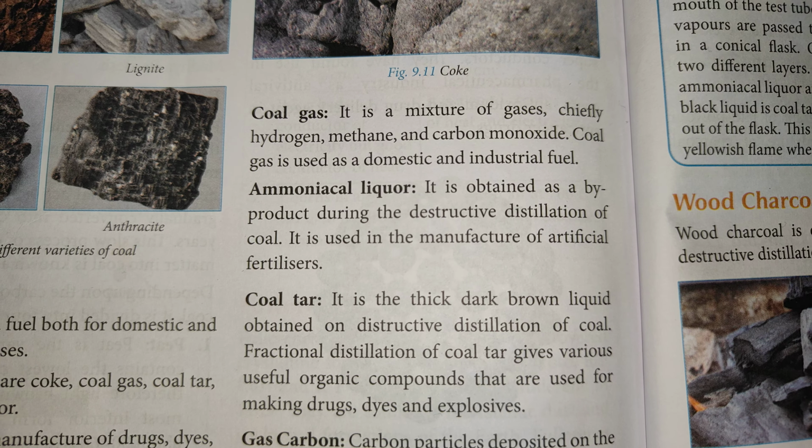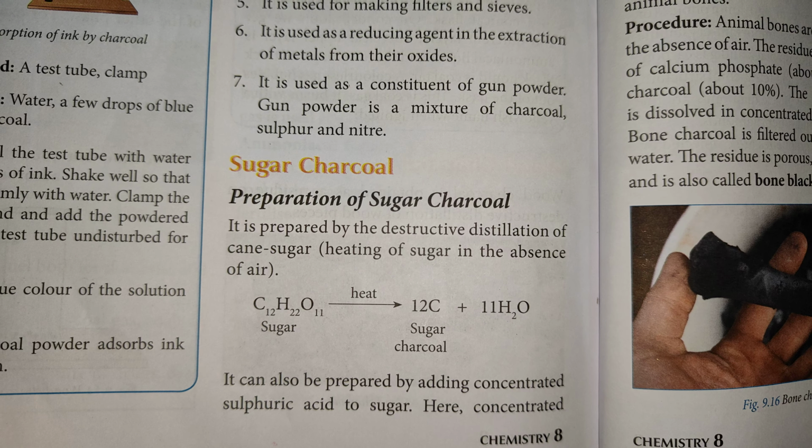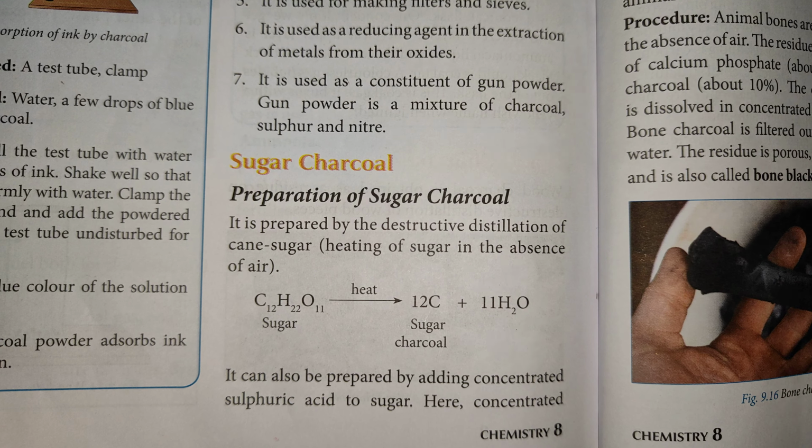It can also be prepared by adding concentrated H2SO4 to sugar. So when we add concentrated H2SO4 to sugar, that is C12H22O11, it will give us 12 molecules of carbon, and it will remove 11 molecules of water from the sugar. And this is the purest form of amorphous carbon, that is sugar charcoal.